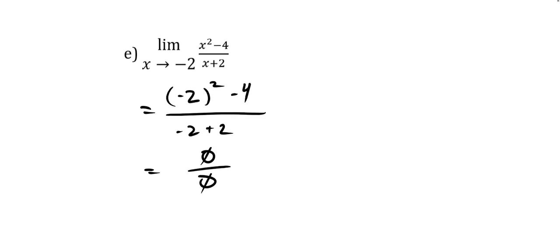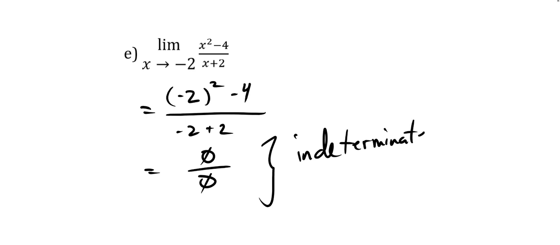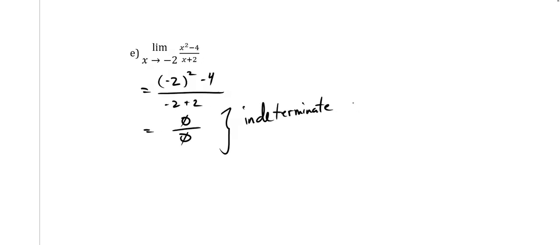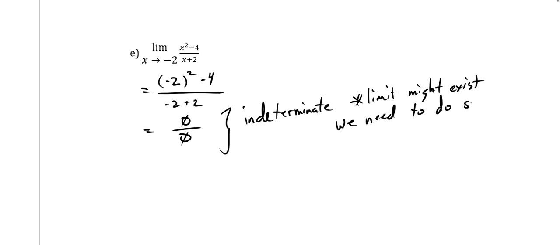This one might exist or it might not. We're actually not sure yet. This is what we call indeterminate. And if you noticed that word in the title of this lesson, indeterminate limits. Yesterday we just talked about limits. Today we're focusing on indeterminate limits. So what do we do in this case where we get 0 over 0? That's what we're looking at today. Okay. So the limit might exist. We need to do some work to check.